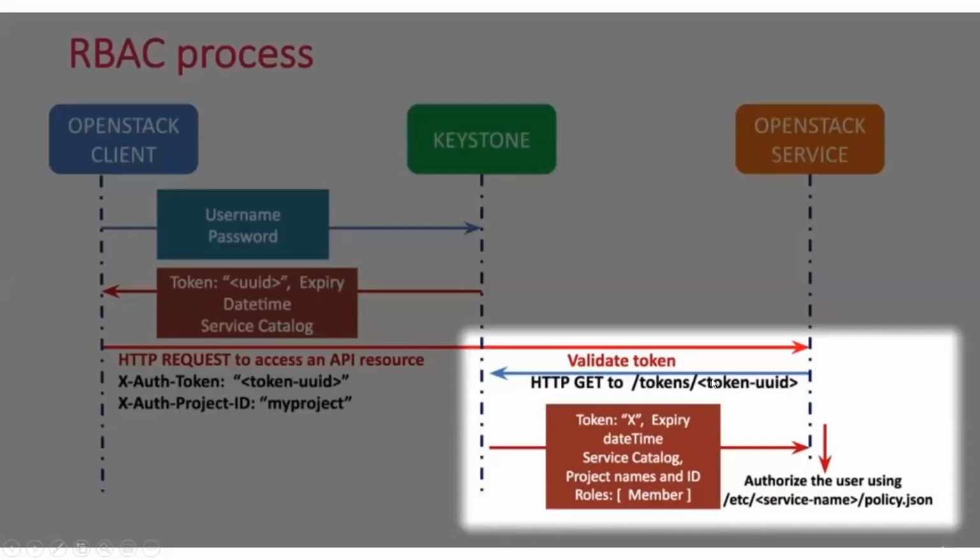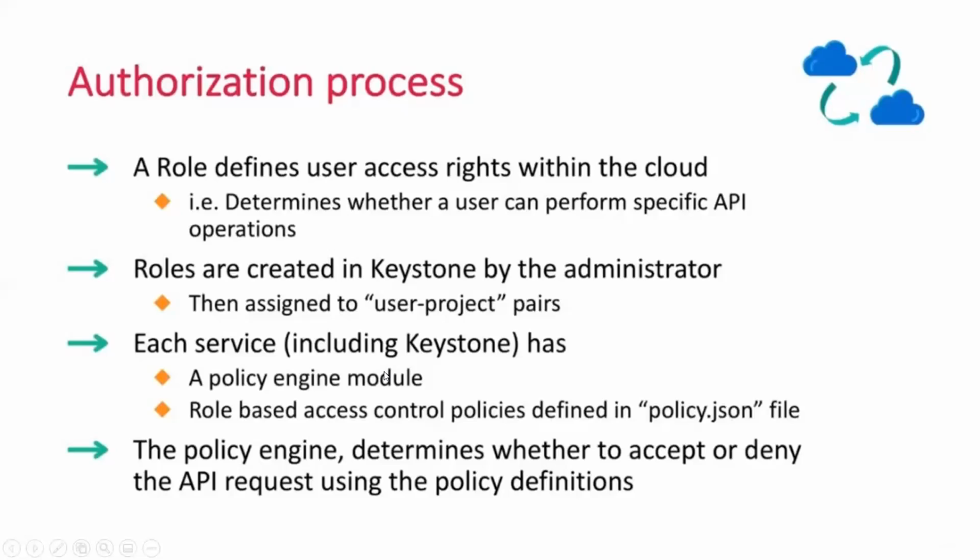And what does that do? It communicates with Keystone before it does anything. Keystone then goes back to its database and verifies if the token is there. Only if the token is there will it give a yes, and the remaining operations will be performed by the service. So role-based access control policies are defined in the policy.json.